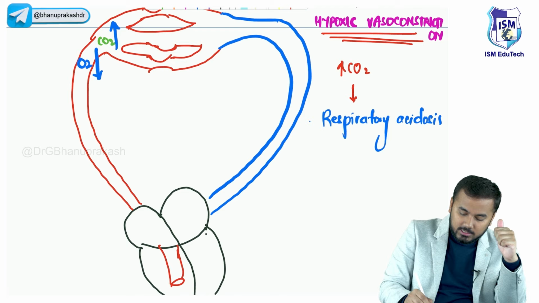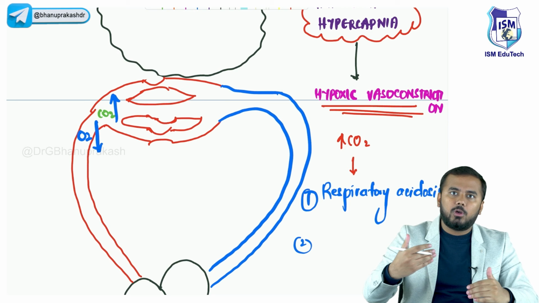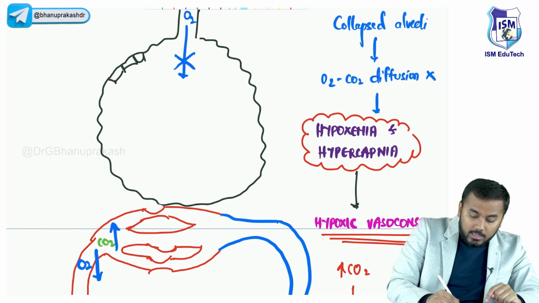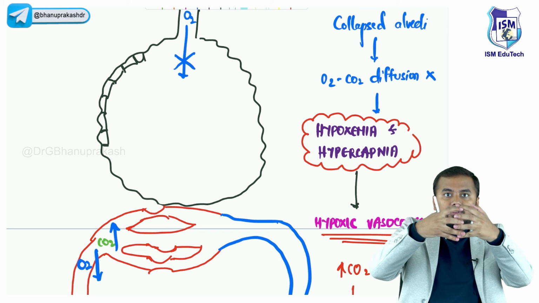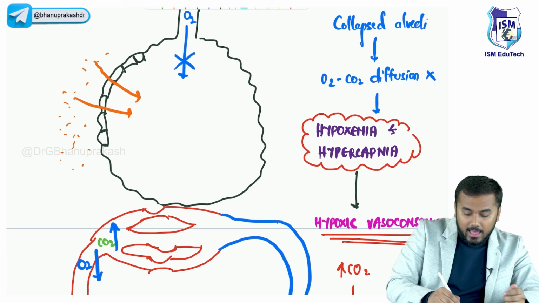Second important thing, because of this hypoxic vasoconstriction or because of this hypoxemia or hypercapnia, what is happening is that the pneumocytes, the permeability of these pneumocytes is increased. That means there are gaps in between the pneumocytes. When there are gaps in between the pneumocytes, the fluid which is located outside the alveoli, the interstitial fluid, starts entering within the alveoli.